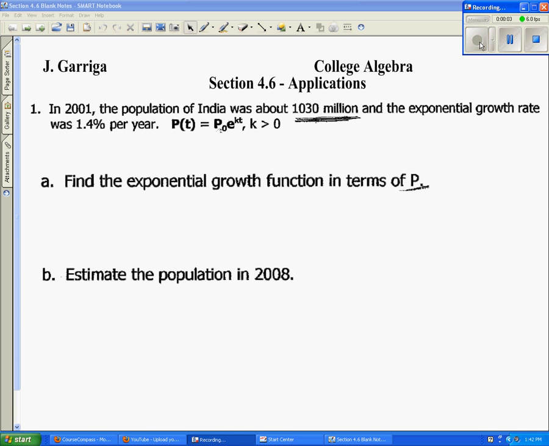Section 4.6, we're going to be doing applications. In this first problem, it tells us the population was 1,030 million and the exponential growth rate was 1.4 percentage per year. Here is our function that they gave us to work with.